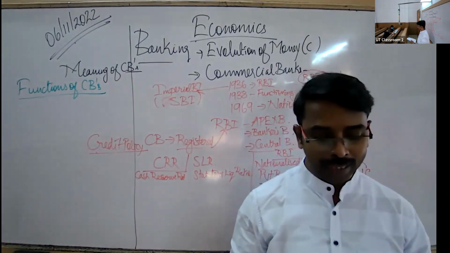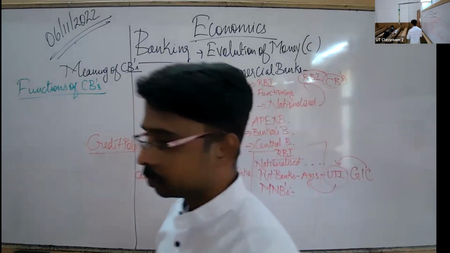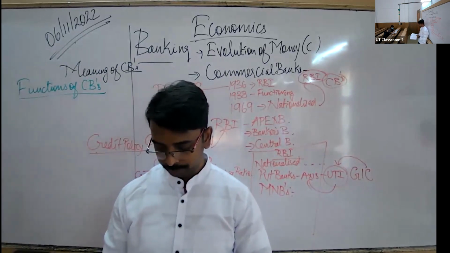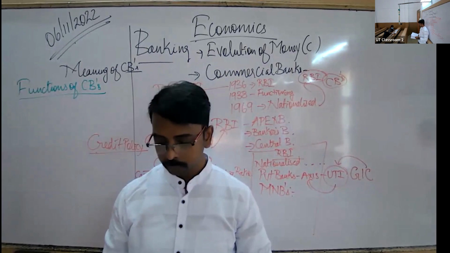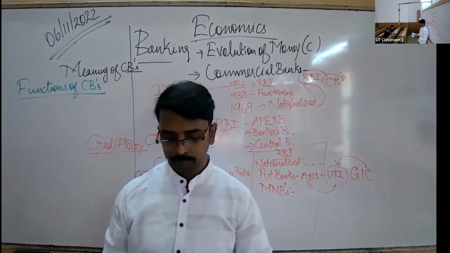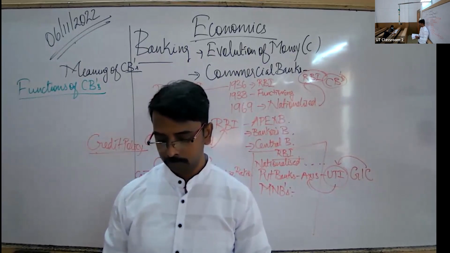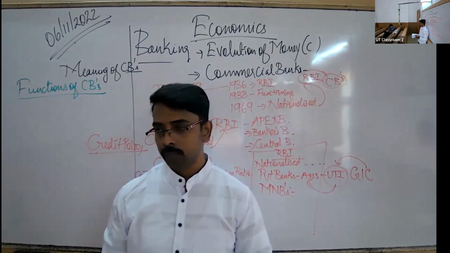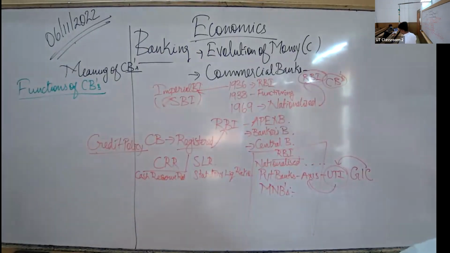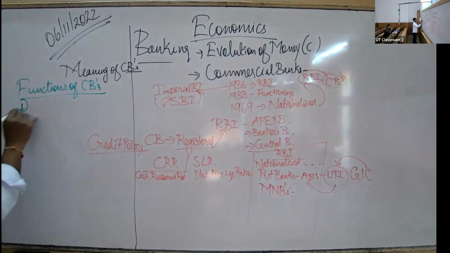The first function you write: acceptance of deposit. Second function you write: advancing of loans. Third function you write: credit creation. I am going to just explain, listen, nothing to write, nothing to do. What is the first function? Acceptance of deposit.